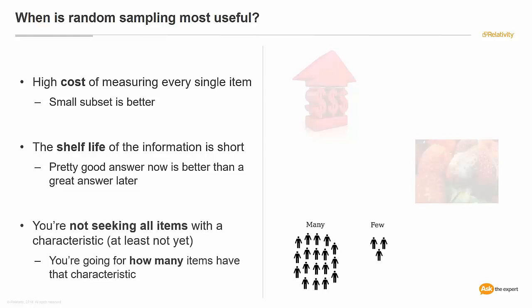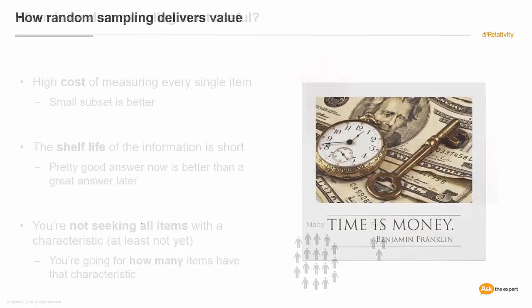And then the third characteristic is the one I mentioned on the previous slide. We're not looking for all items with a characteristic, and maybe eventually we'll look for all items, but it's valuable now to know how many items are out there. So it's that how many question, not every single one. So those are the things that tend to get me excited about using random samples.